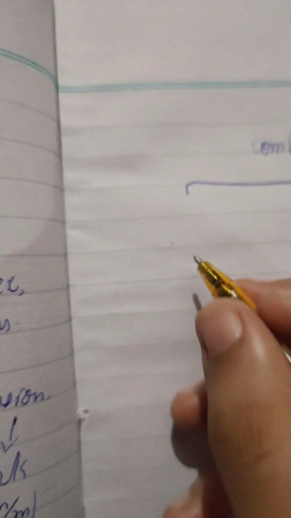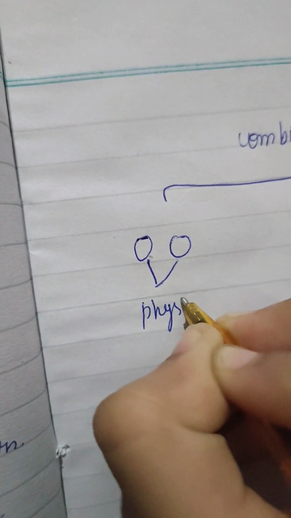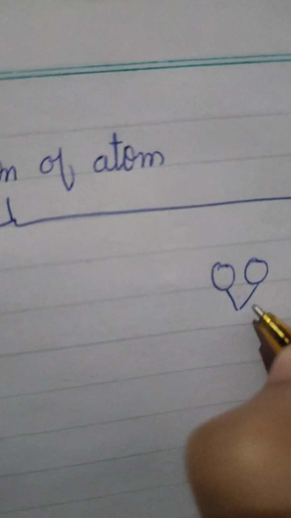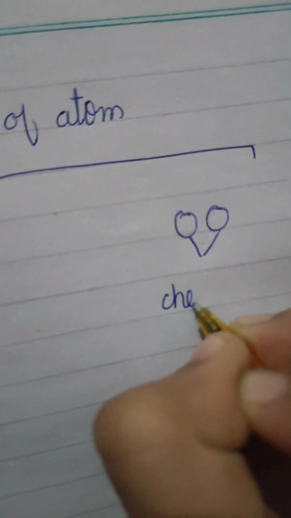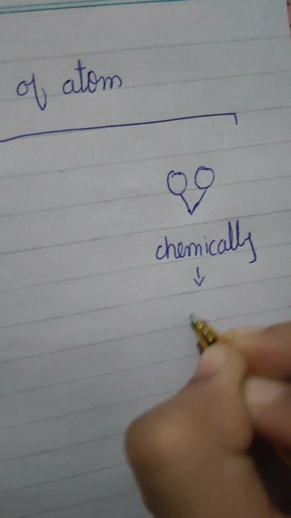In this video we're going to be focusing on the combination of atoms. The atom is divided into two. First, when two atoms combine physically, the word here is physically, where these two atoms physically combine, that is known as an element. Now, when these two atoms chemically combine, they are known as molecules.